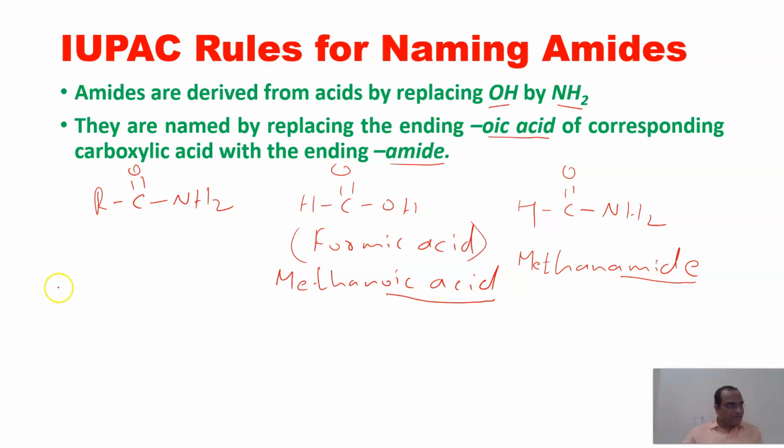Now let us take one more example. There are 2 carbons. As I told you, we have to consider the carbonyl carbon also when we are writing any carbonyl group for an IUPAC name. So the name of this compound will be ethane, and the remaining part, that is amide. Ethanamide.